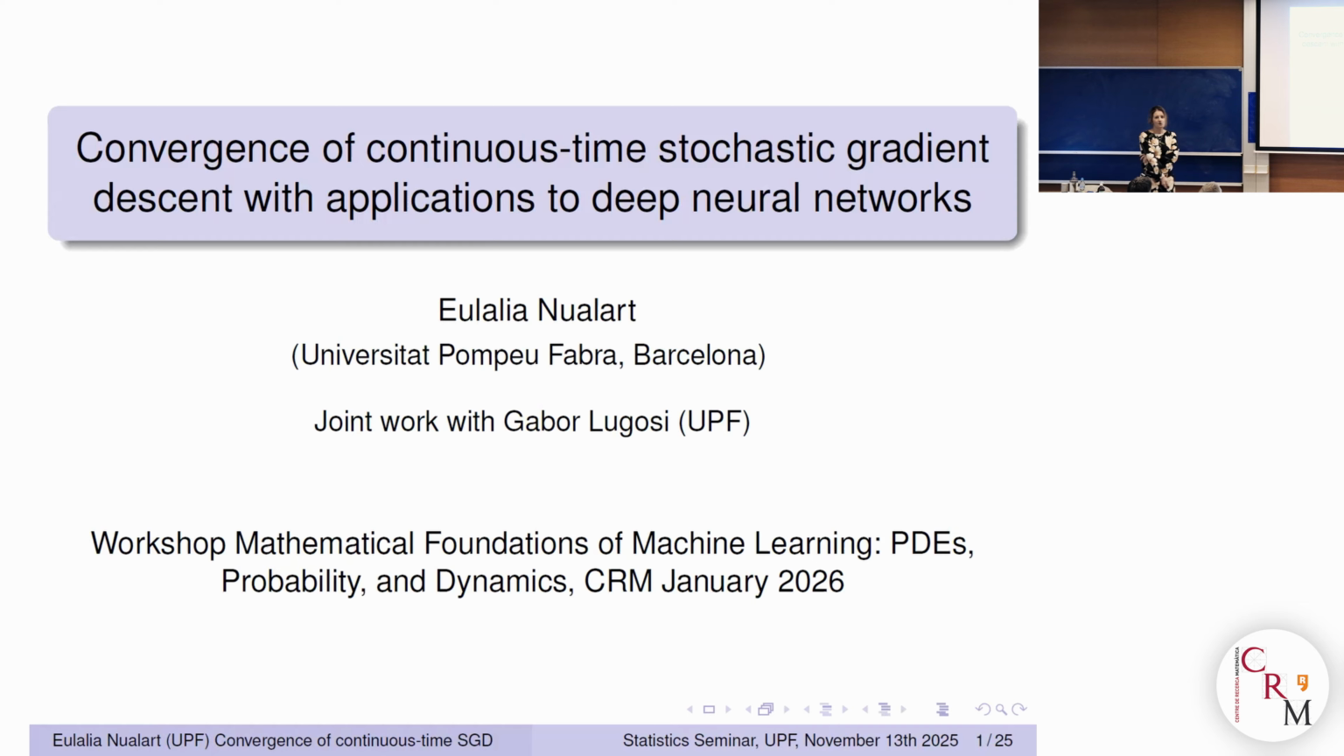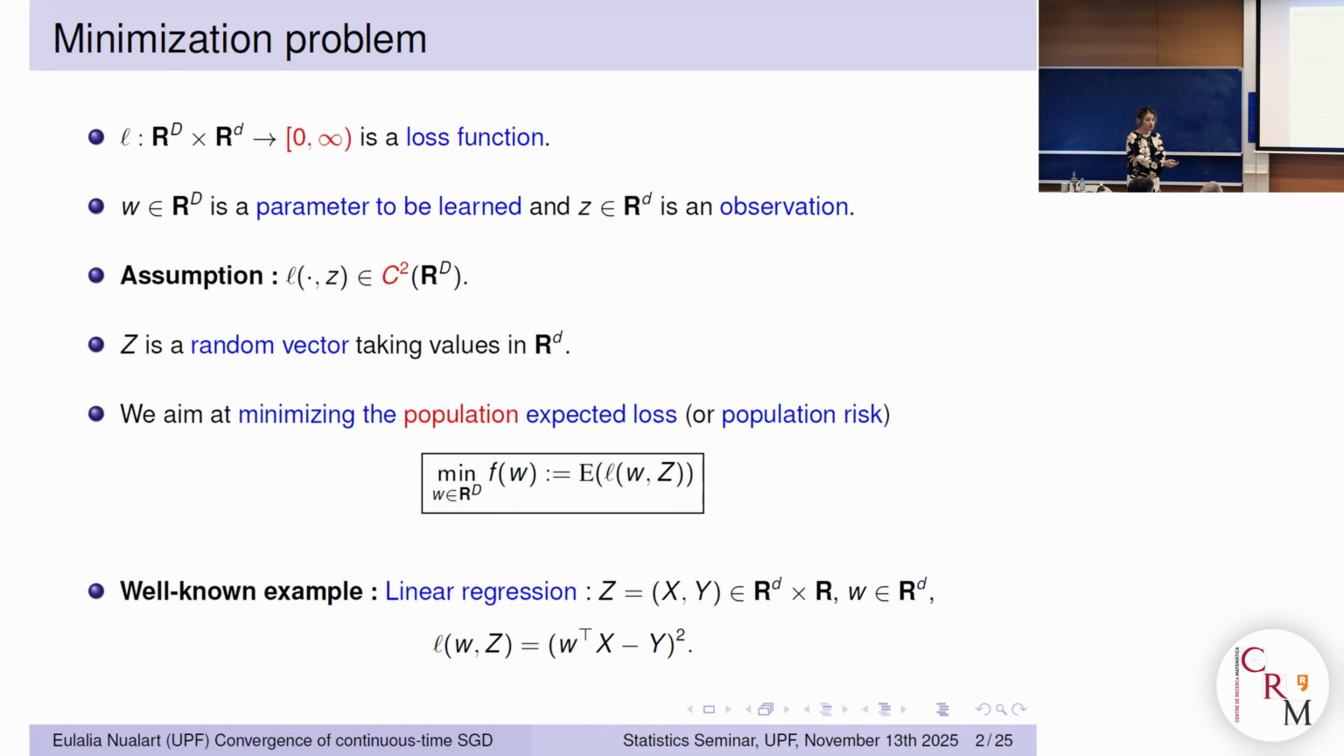In this work, we wanted to understand the convergence of the classical stochastic gradient descent algorithm, with applications to deep neural networks in mind. Let me start with the notation and the problem. This is a very classical minimization problem.